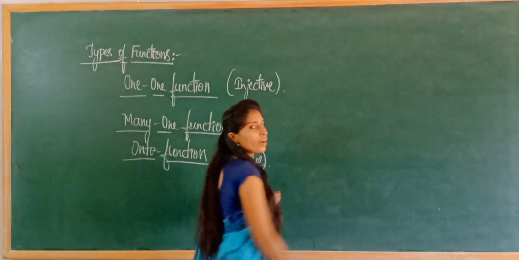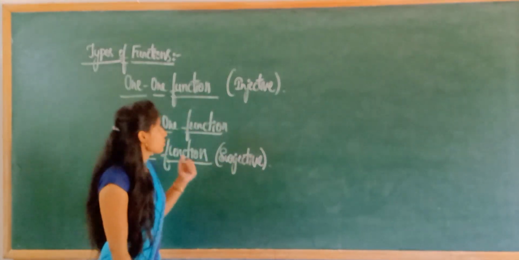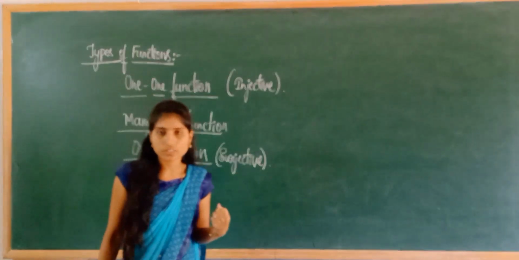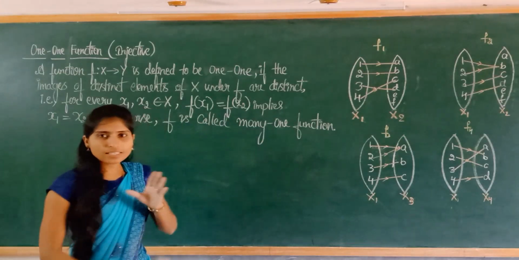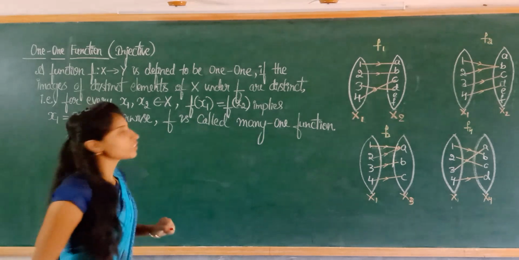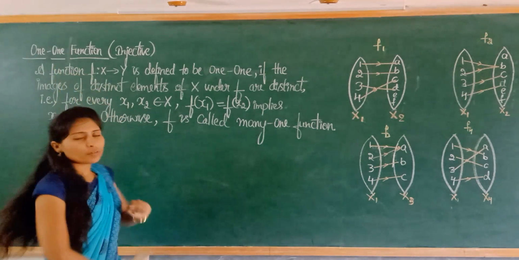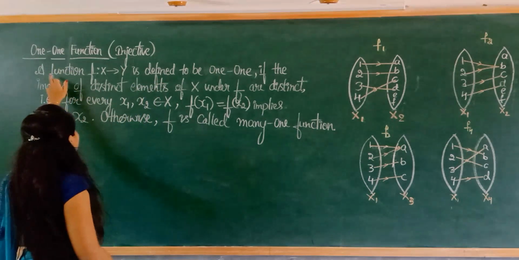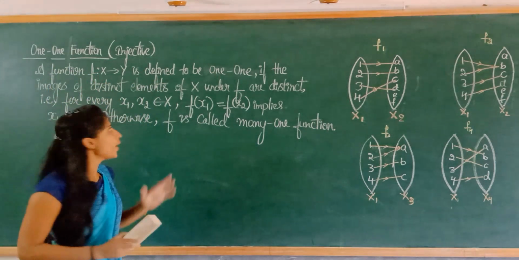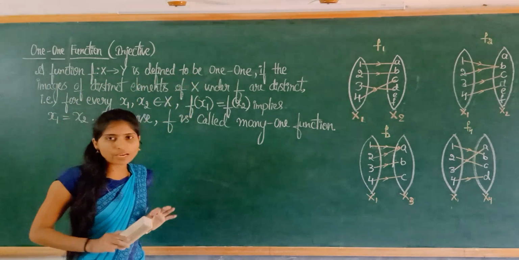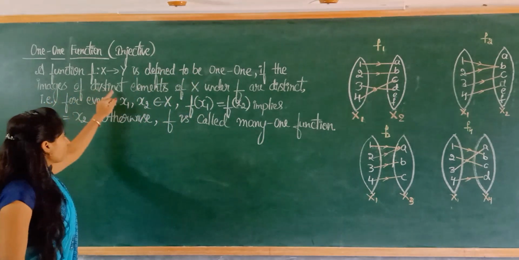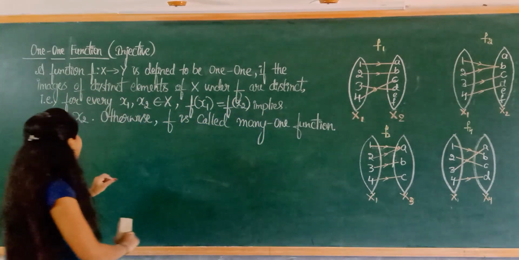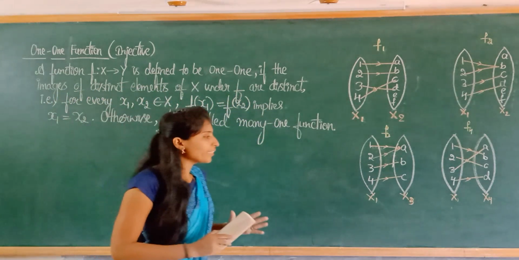Now we are going to see one-one and many-one functions with the definition and examples. See the definition of a one-one function. I told you that a one-one function is also called an injective function, right? A function f from X to Y is defined to be one-one if images of distinct elements of X under f are distinct. Here distinct means different or unique image.